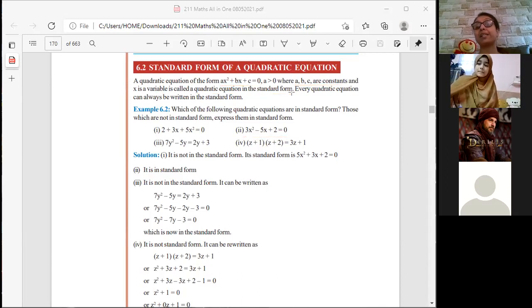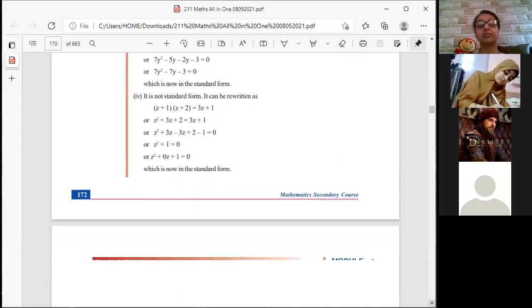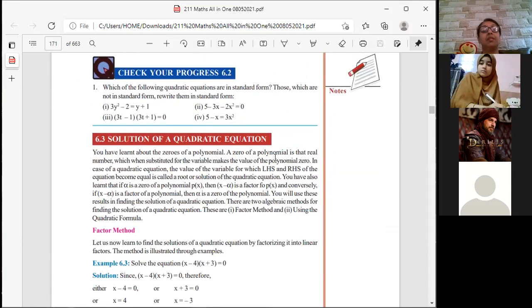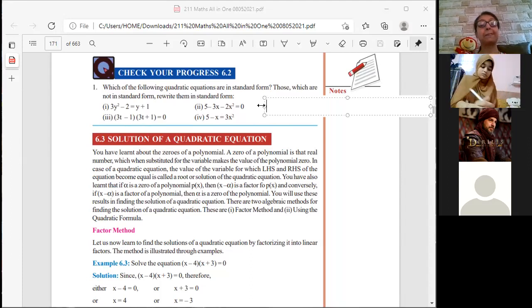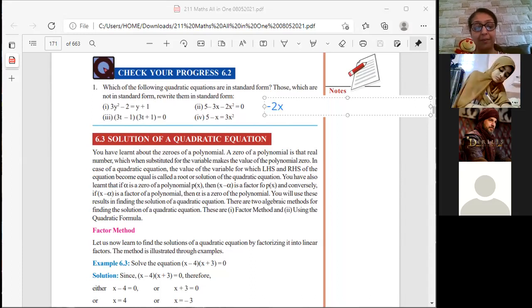Okay, now we move to the exercise, the second question. Okay, now let us look at question number 2. Is it in the standard form? No, it is not in the standard form. So how do we write it in the standard form? 2x square minus 3x. It is minus 2x square, am I right? Yes. Okay, then what?